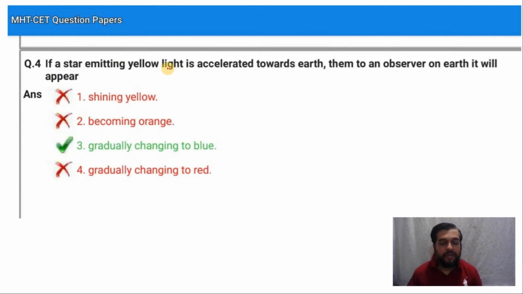If a star emitting yellow light is accelerated towards the earth, then to an observer on the earth it will appear. Now this is a clear question on the concept of Doppler effect. Doppler effect, you know, is applicable for both the kinds of waves, sound waves as well as for the light waves. When I talk about sound wave or light wave, what is the Doppler's concept? I hope you know that.